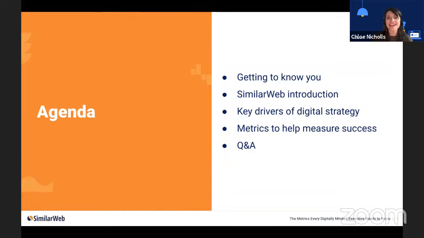So a quick overview of the agenda. We're going to start off with getting to know you. We'll also give a brief introduction to Similarweb, and then we'll get straight in there with those key drivers of any effective digital strategy, and then also the metrics to help measure your business success. So Pascal will also go through lots of examples using Similarweb and those KPIs that you need to measure. And then finally, we'll kick it off with a Q&A session towards the end. So we've definitely saved lots of time. We look forward to answering your questions.